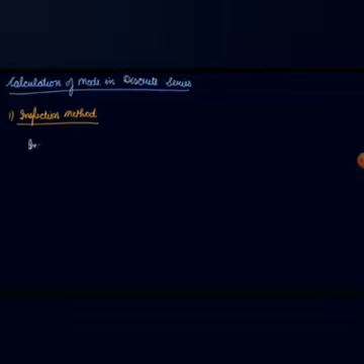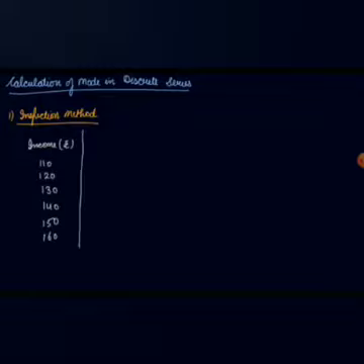Let's say we have the income in rupees: 110, 120, 130, 140, 150, 160. Then we have the number of persons who have this income: 2, 4, 8, 10, 5, 4. You just simply see the highest frequency.